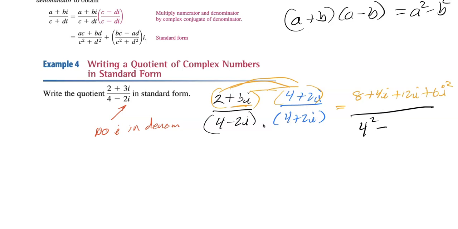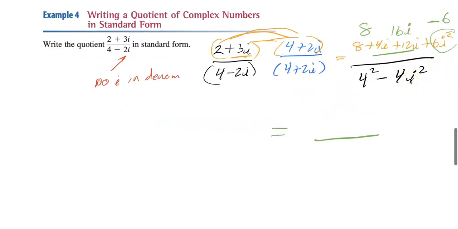Let me write it like this. Minus 4i squared. Right? Complex conjugates, a squared minus b squared. So we're going to square this and square this. Let's do the top first. This gets me 16i. That gets me -6, right? i squared is -1, so -6. Add like terms, and we get 2 plus 16i on top, right? 8 minus 6 is 2. On the bottom, this is 16. i squared is -1, so this is going to be, again, 4 times -1. You're multiplying, so positive 4. So I get a 20 on the bottom.